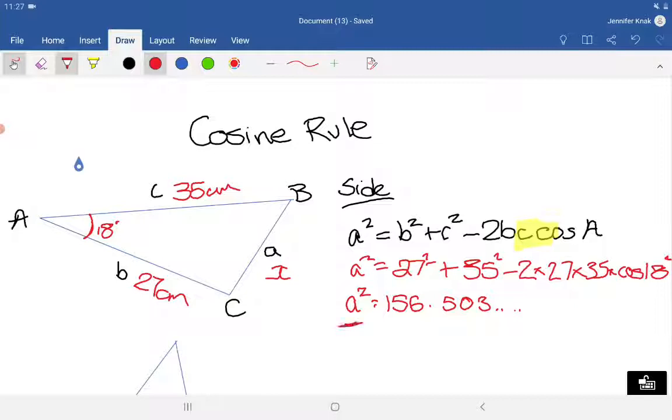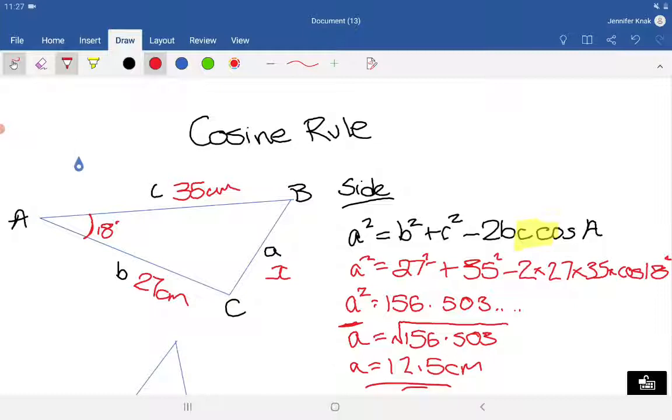Leave it as your unrounded answer, but keep it on your calculator screen. Look at this. This is a squared. We're trying to work out the length of the side, which means we want a, so we're going to have to square root this 156.503. We take the square root of that, and we get 12.5 centimetres. It's 12.510, I'm going to round it to 12.5. I should really have written my unrounded answer in there first. I'll just slide that in there. So that's how you work out a side.